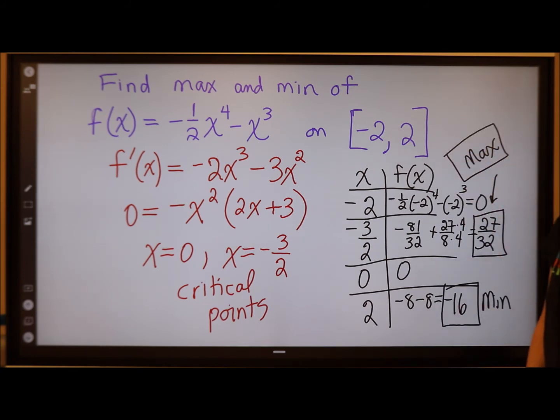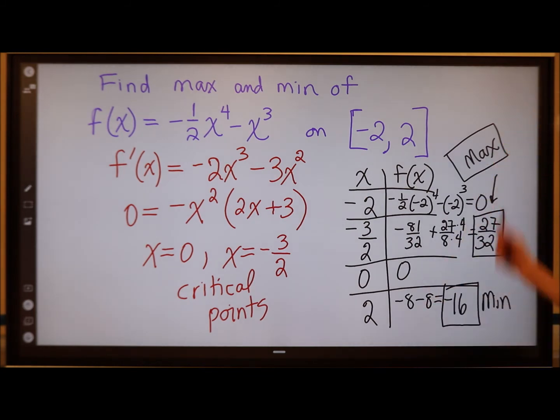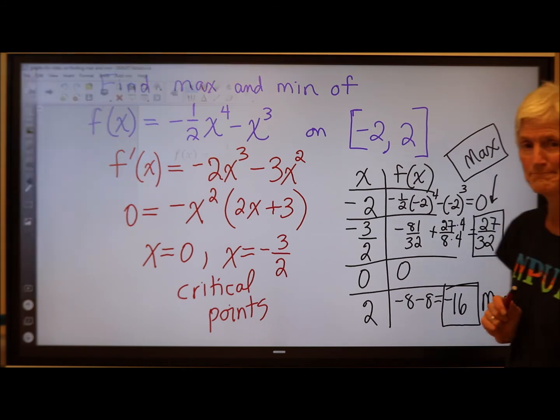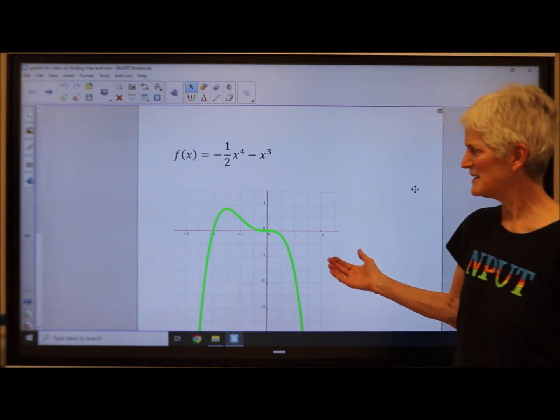So there you go. So again, we're always looking for the y values and identifying the y values. So -16 is my minimum of this function. 27/32 is the maximum of this function. Good. Just for fun, let's look at a graph of this and see if that seems right.